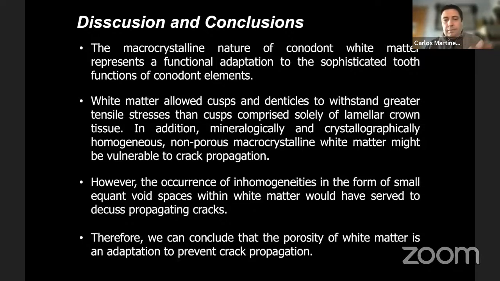So at the end, besides the utility, we can also conclude that what probably matters is the very, very sophisticated adaptation for the conodont function that they could develop.